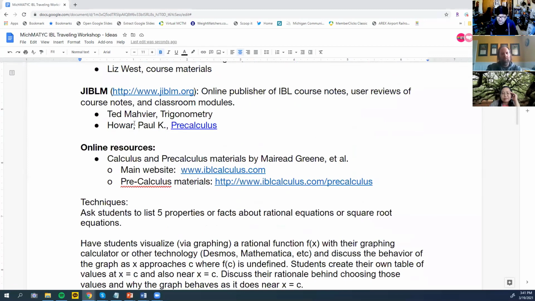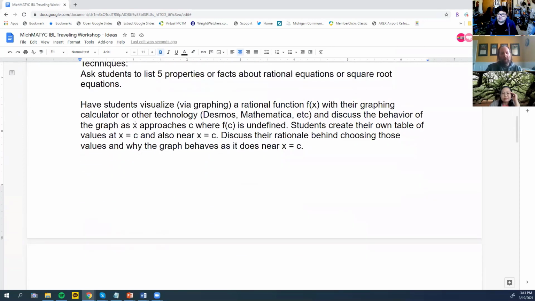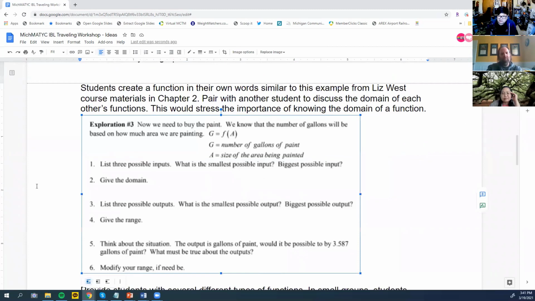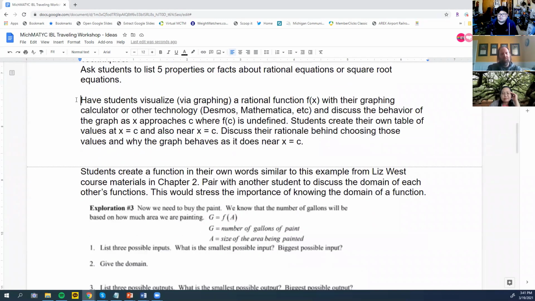I know that I added all the stuff in here at the beginning that was in the presentation slides, but whoever added which one, feel free to speak to your item. Have students visualize via graphing a rational function. Who added that one? That was me. I almost didn't write anything because I was distracted by whatever you wrote, but most of them are similar, so I'm good.